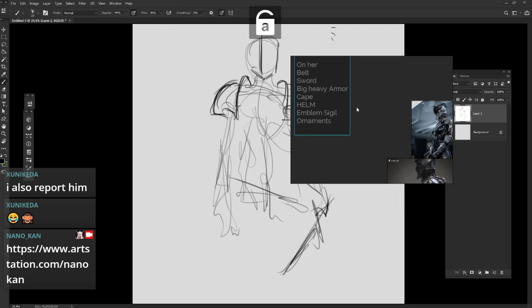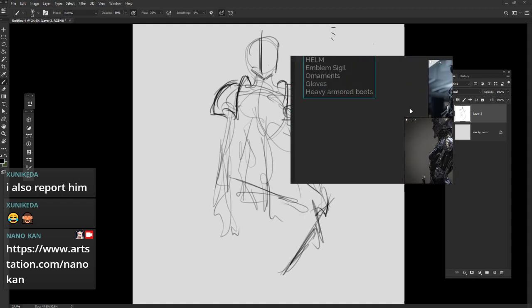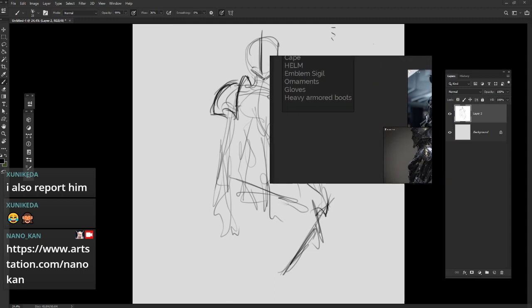For the hands, I want also armor, or gloves, because maybe the upper body is going to be full on armor and then the lower body not so much. Boots, heavy boots. Heavy armor boots. The next thing that I can write down is, under her body below, probably some type of cape.